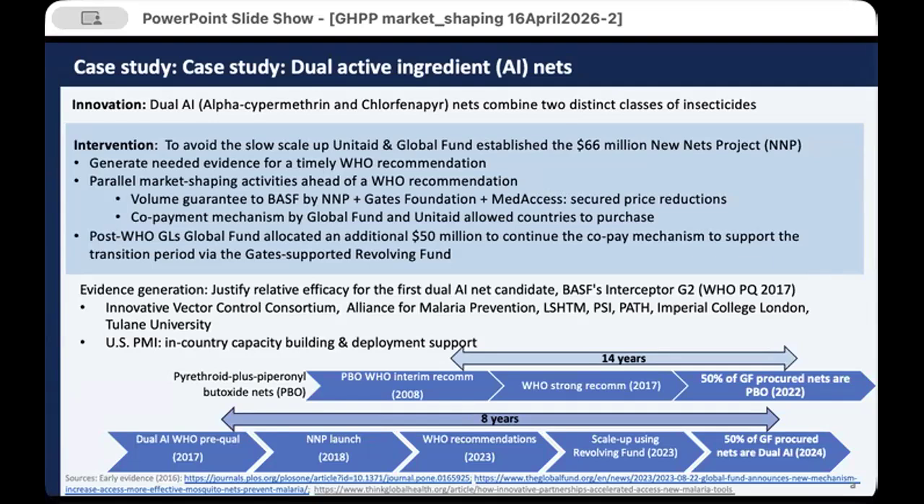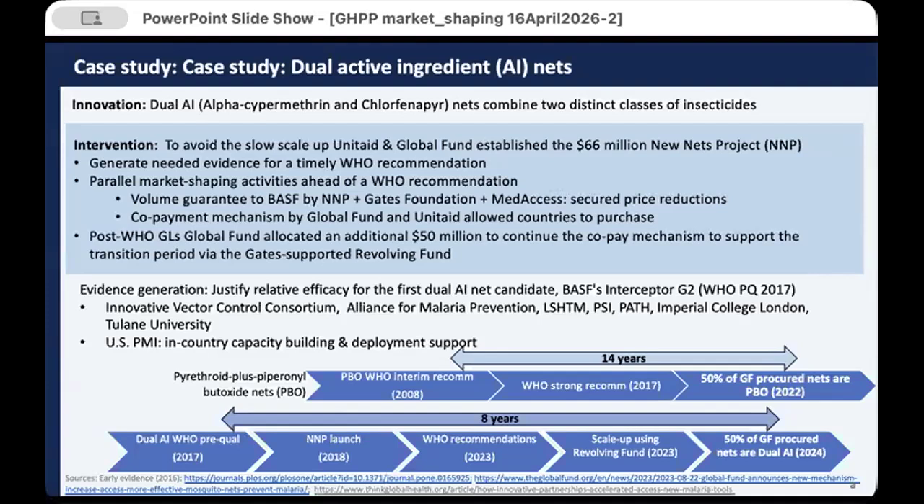In parallel, Gates and MedAccess provided volume guarantees to BASF's first dual AI net candidate, securing volume-linked guarantees, which led to price reduction over 4 years. A co-payment mechanism from Global Fund and Unitaid covered the cost gap between the existing and the new dual AI nets, enabling countries to procure them within the existing budgets. The US President's Malaria Initiative, or USPMI, provided in-country capacity building and deployment support.